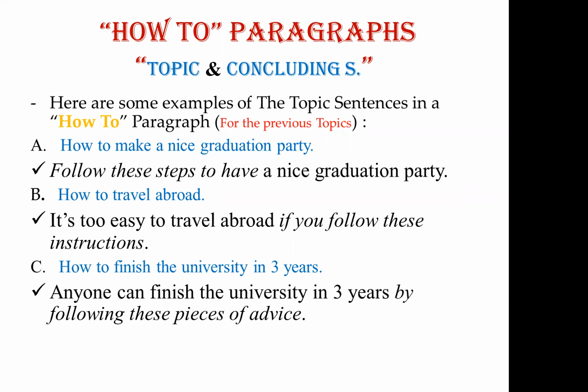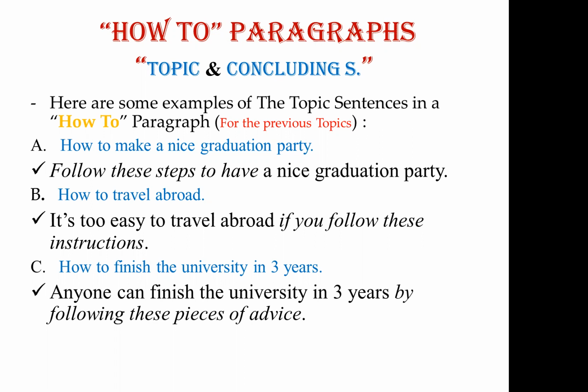So the first topic was how to make a nice graduation party. The topic sentence is: follow these steps to have a nice graduation party. The second title was how to travel abroad. The topic sentence is: it is too easy to travel abroad if you follow these instructions. So if you follow these instructions, you will find it easy to travel abroad. So I will give you some instructions. How to finish the university in 3 years. Anyone can finish the university in 3 years by following these pieces of advice.